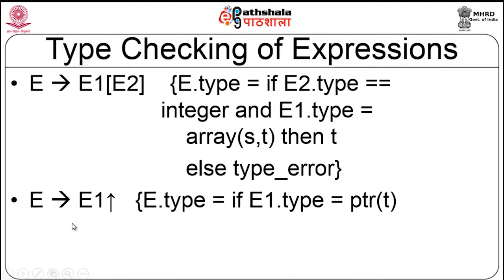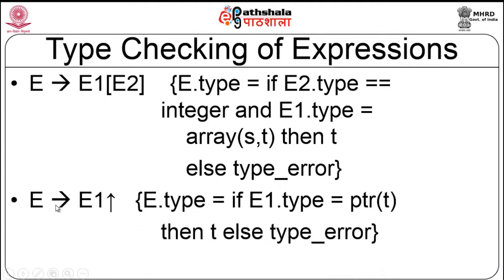Following that, we have E produces E1 up arrow. Now this is Pascal syntax. The up arrow refers to a pointer variable. So what am I looking at here? If E1.type is equal to pointer of t, pointer of some integer. For example, if t is of type integer, then the LHS will be of type integer. If t is of type real, this will be of type real, and so forth. That is what it is pointing to, and that will be returned to the LHS variable.